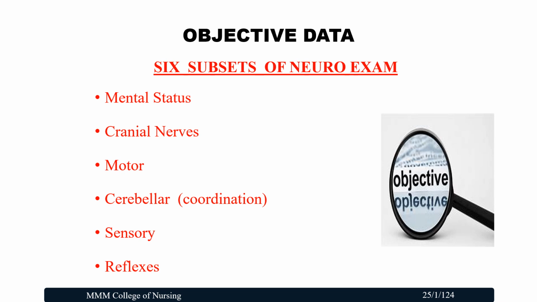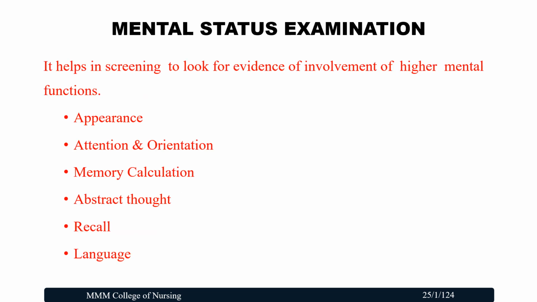Coming to the objective data, here are six subjects of the neurological exams. The first is mental status examination, then cranial nerve examination, motor system, cerebellar and coordination, sensory, and reflexes. Now we are moving to the mental status examination, which helps in screening to look for evidence of involvement of higher mental functions, which involves appearance, attention and orientation, memory, calculation, and abstract thought and recall and language.